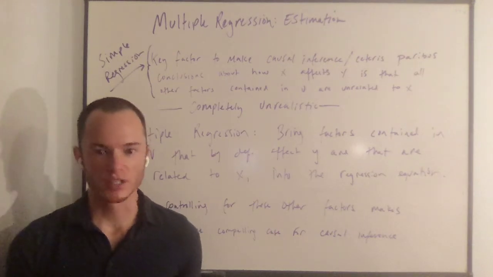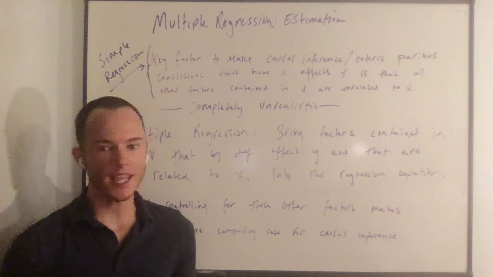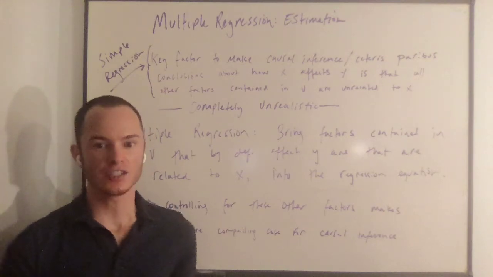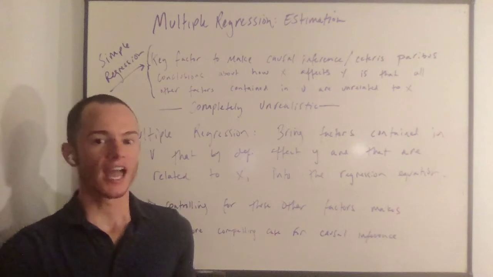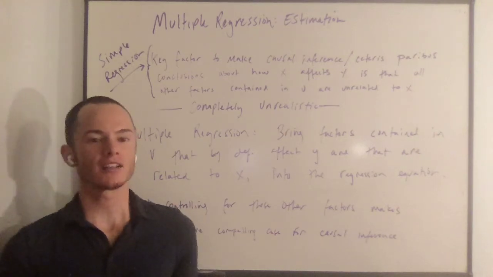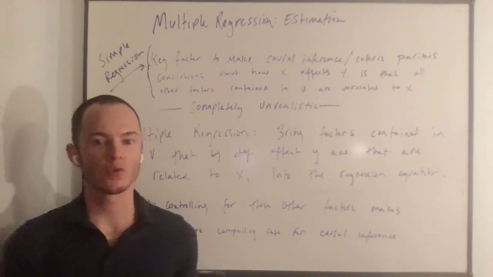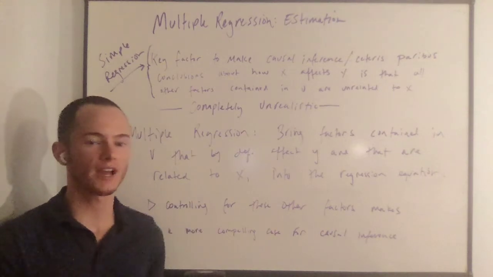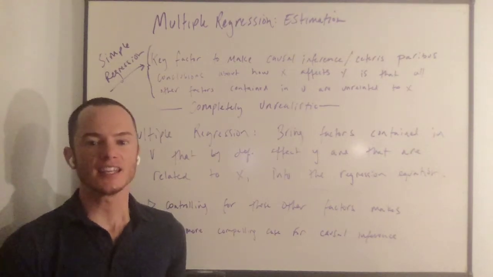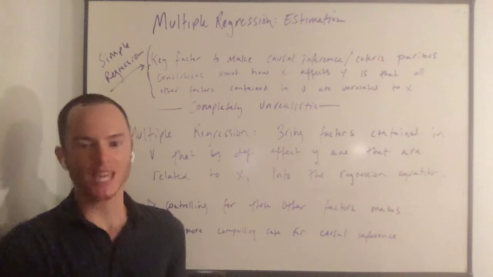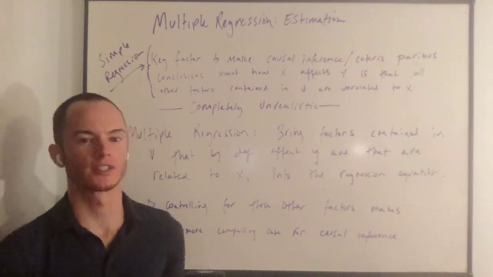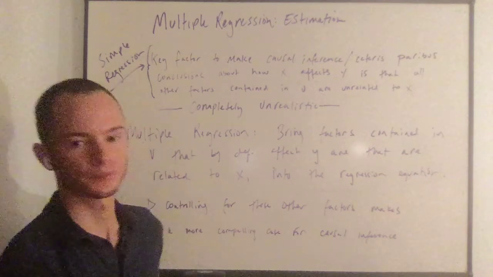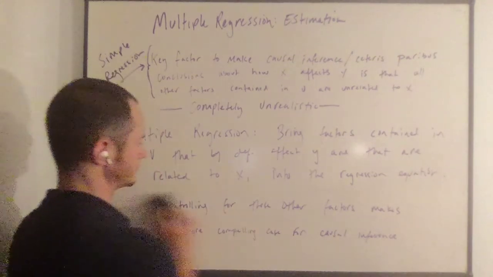With multiple regression, what we can do is bring in the factors that are contained in U that by definition affect Y and are correlated with X into the model. And by doing so, by controlling for these other factors, we then have a more compelling case to make these ceteris paribus conclusions, to make causal inference. Let's look at an example.